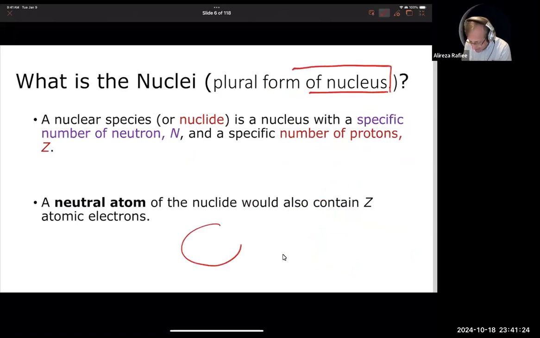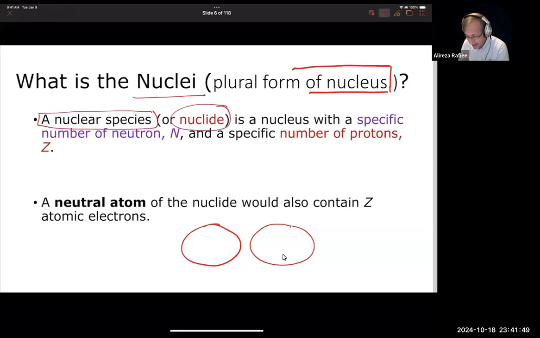If you have two nucleus, then we use the word nuclei. So the plural of the nucleus is nuclei. Now, a nucleus is defined by the number of protons of that nucleus. A nuclear species, or sometimes they call it nuclide, is a species, a nucleus, with some specific number of protons and neutrons.